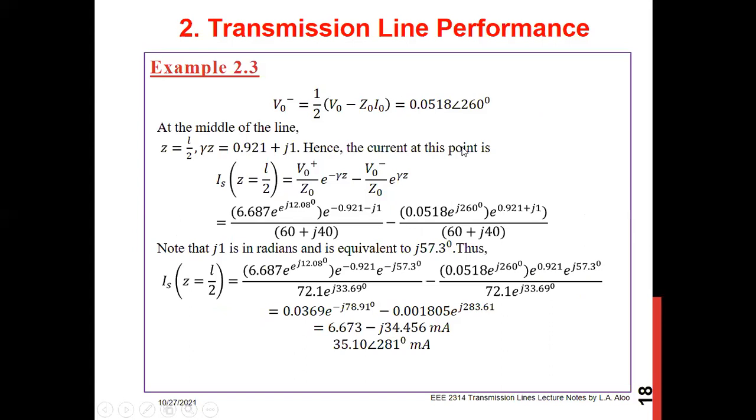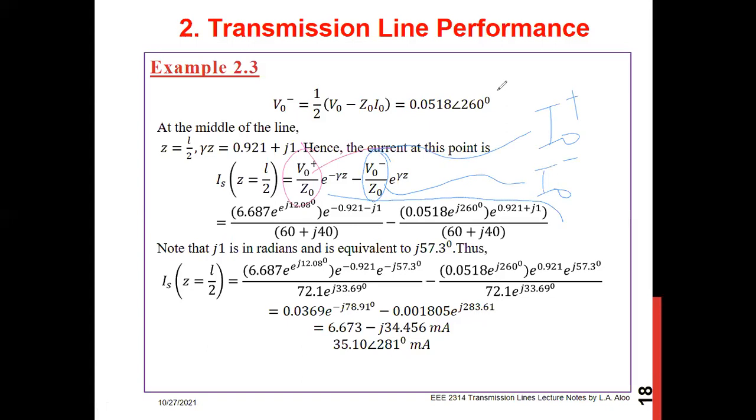And hence the current at that point on the line will be IS as a function of Z, meaning Z is equal to L over 2 there. It will be V naught positive over Z naught. This component here represents the I naught positive. And then this component here represents the I naught negative. So it will be V naught positive over Z naught exponential negative gamma Z minus V naught negative over Z naught exponential gamma Z.